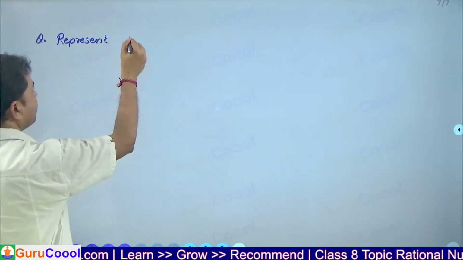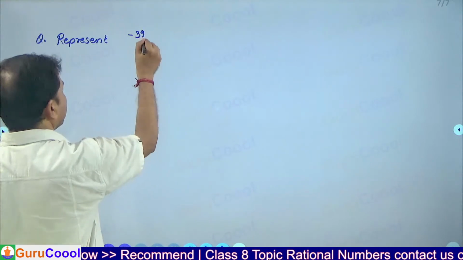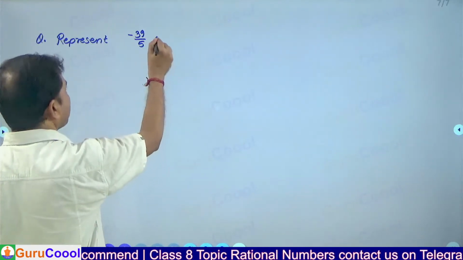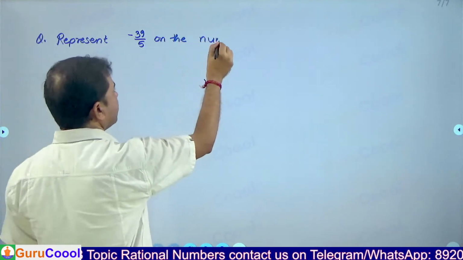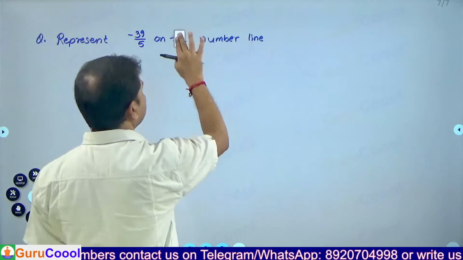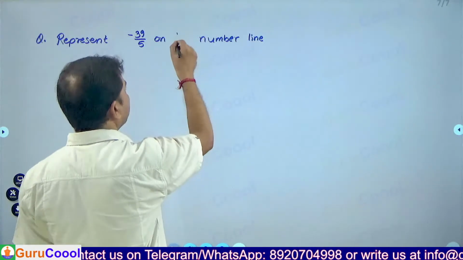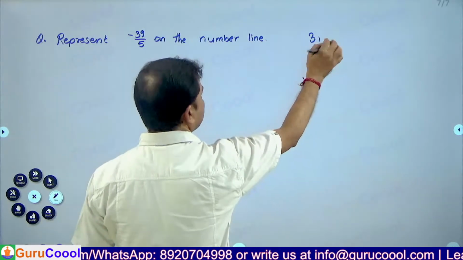Represent -39 by 5 on the number line. You have 3 minutes to submit the answer.